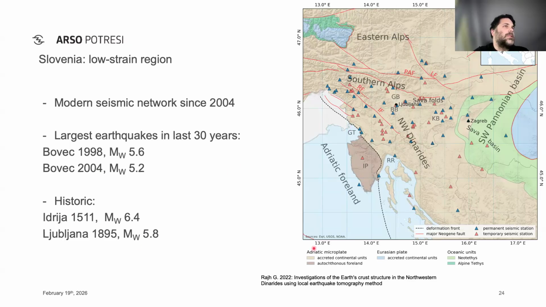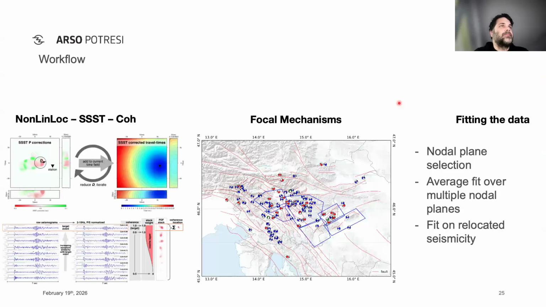Historically, we had a magnitude 6.4 here along this Idria fault. We don't know much about it, but we know from historical sources that it happened. And then in 1895, a magnitude 5.8 somewhere here that damaged the capital of Slovenia, Ljubljana. There was quite a lot of damage. So it's good to know where the earthquake happened, because up till now, we don't know this.